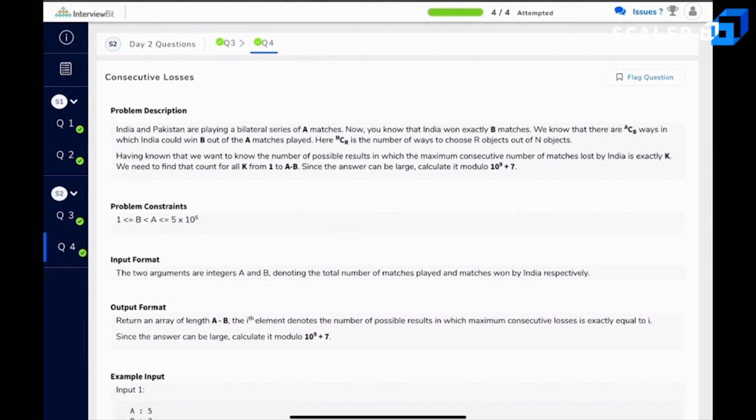Having known that, we want to know the number of possible results in which the maximum consecutive number of matches lost by India is exactly K. We need to find that count for all K from 1 to A minus B. Since the answer can be large, calculate it modulo 10 raised to 9 plus 7. B is less than A, less than or equal to 5E5.